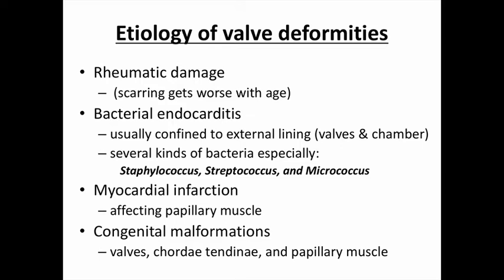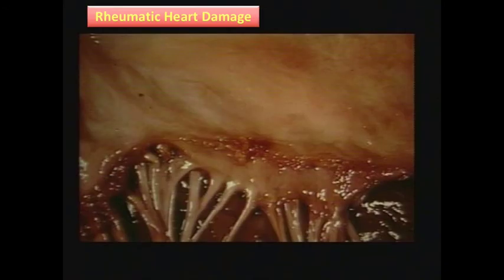When you have right-sided heart failure, which is not common in the absence of a left-sided disease, the most likely cause of that is a pulmonic valve issue. And so oftentimes you have a congenitally malformed pulmonic valve, and that generally gets caught relatively early. But you can have congenital malformations of either the papillary muscle and the chordae tendineae also. All right, so let's look at some pictures.